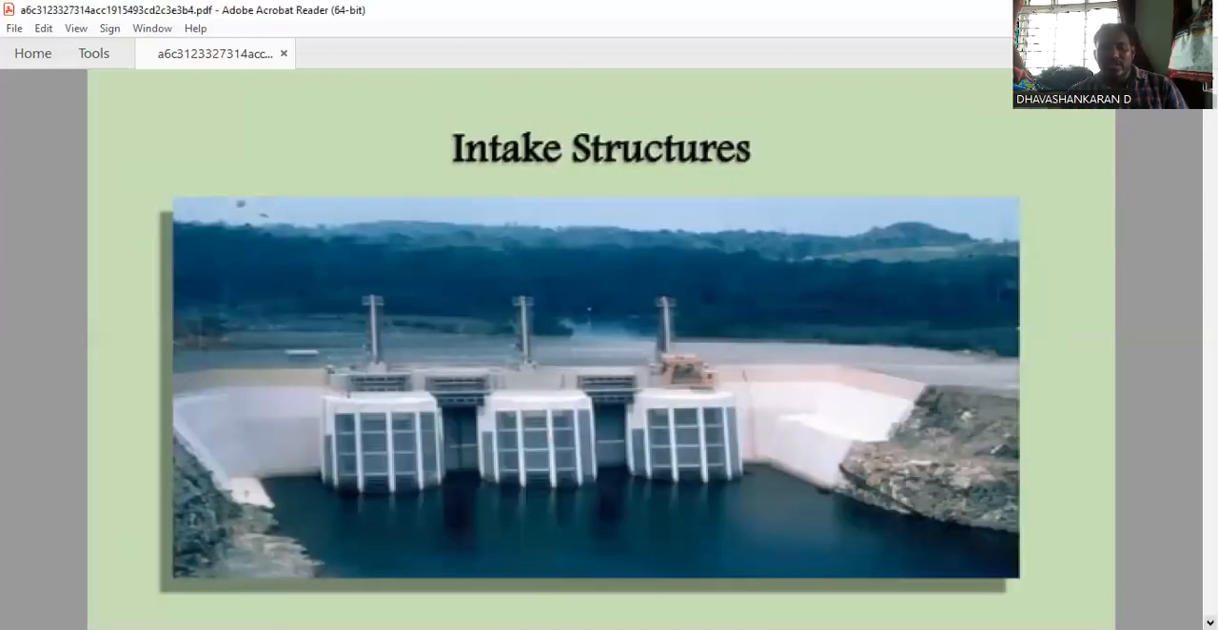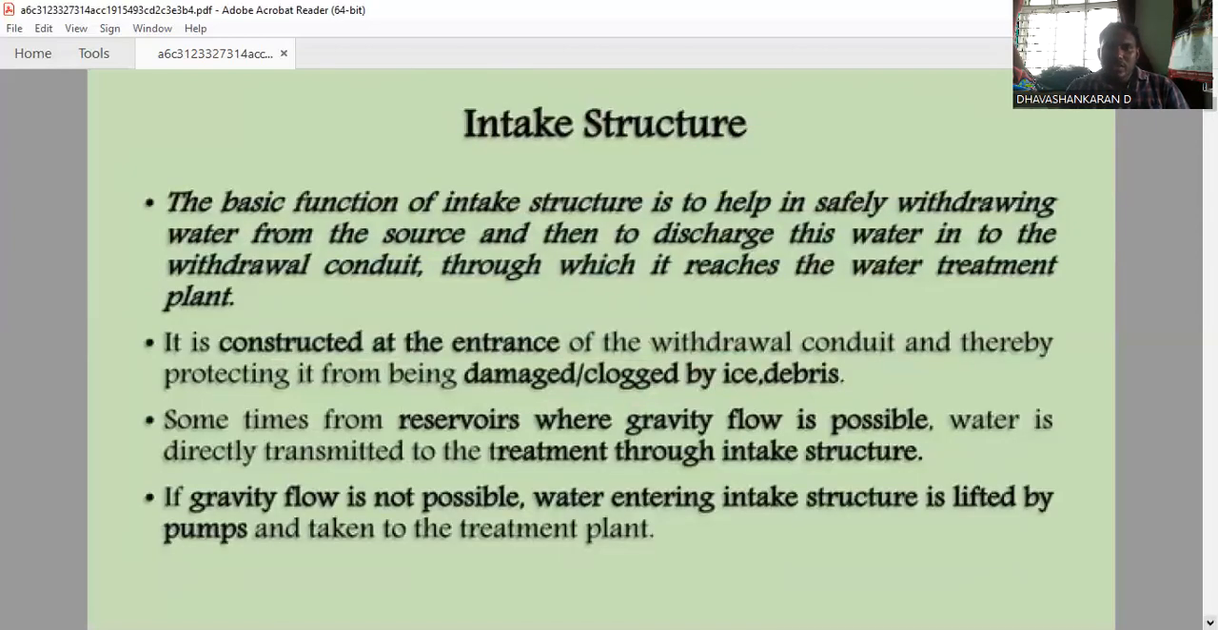So these are the intake structures. The basic function of the intake structure is to help safely withdraw water from the source and then to discharge this water into the withdrawal conduit. Here the conduit means a pipeline. So from the source, through the pipeline, we can deliver the water for public utilities, through which it reaches the water treatment plant.